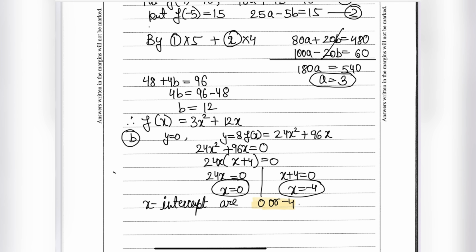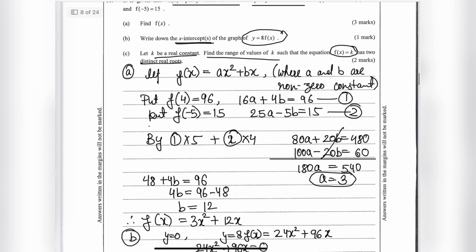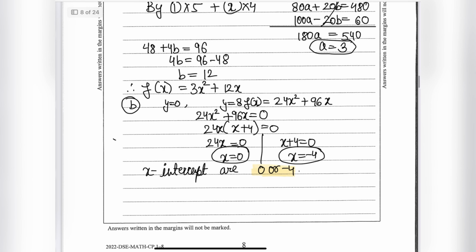In the next part (c), they said let k be a real constant, find the range of k such that f(x) equals k has two distinct roots. When anything has two distinct roots, that means the discriminant will be more than 0. We have less space here, so let's divide it into two parts. So f(x) is equal to k, which means 3x squared plus 12x is equal to k. So 3x squared plus 12x minus k equals 0. First of all, find the discriminant, which will be more than 0.